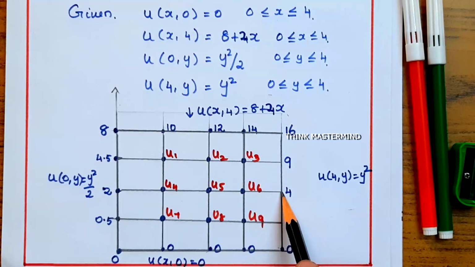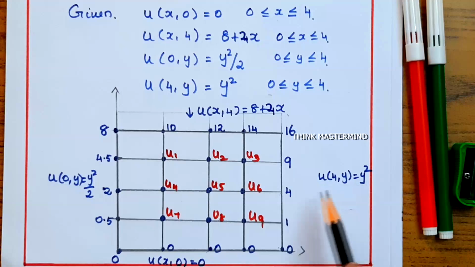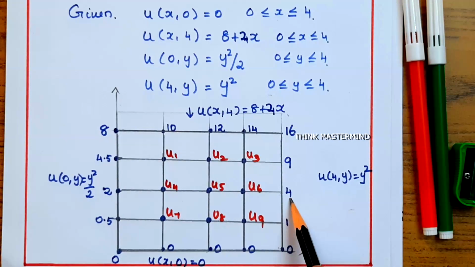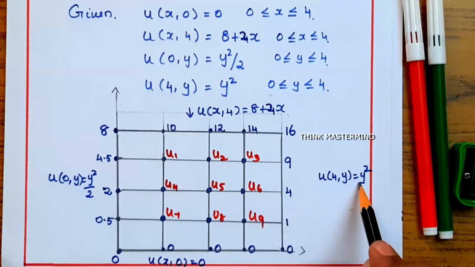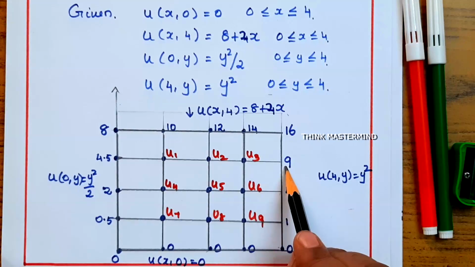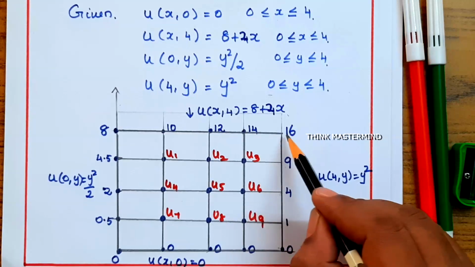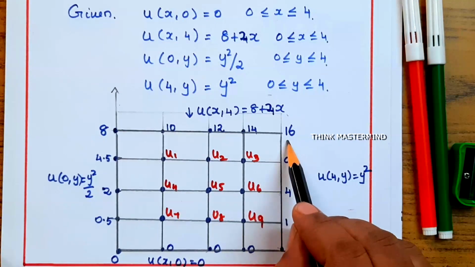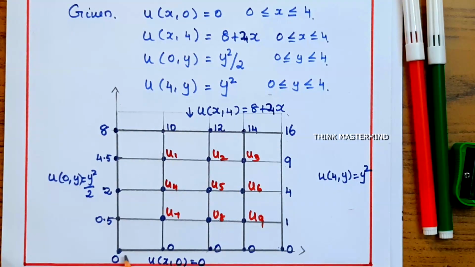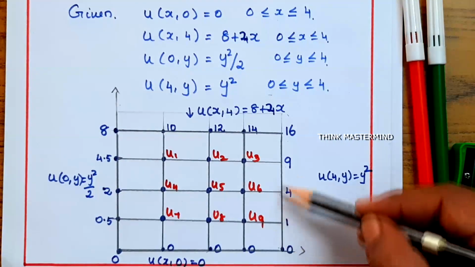Similarly, here the point is represented by x is equal to 4 and y is equal to 2. Then the u value is y squared, that is 2 squared, which is equal to 4. Similarly, here y is 3, x is equal to 4. Then the u value is y squared, that is 3 squared, that value is 9. Similarly, here 4, 4, the y value is 4, the corresponding u value is 4 squared, that is 16. Now using the boundary condition, I fill the u values along the x-axis, y-axis and x is equal to 4.